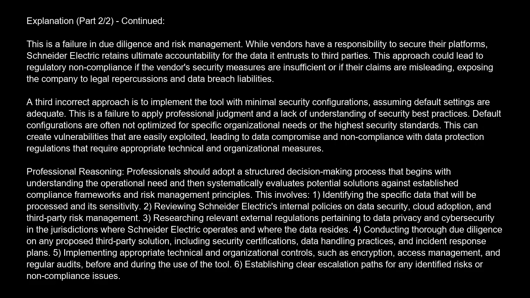3. Researching relevant external regulations pertaining to data privacy and cybersecurity in the jurisdictions where Schneider Electric operates and where the data resides. 4. Conducting thorough due diligence on any proposed third-party solution, including security certifications, data handling practices, and incident response plans. 5. Implementing appropriate technical and organizational controls, such as encryption, access management, and regular audits, before and during the use of the tool. 6. Establishing clear escalation paths for any identified risks or non-compliance issues.